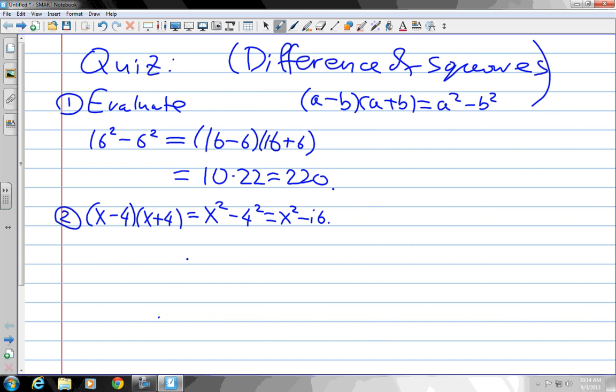Is that all right? And the last question was to factor using the difference of squares formula. So again, you realize that you have a perfect square in the first place, and you have a perfect square in the second place. So you have x being squared here, and what is being squared in the second place? 3. So then the formula does the rest. X minus 3, x plus 3. And that's it. That's our quiz. Any questions from that?